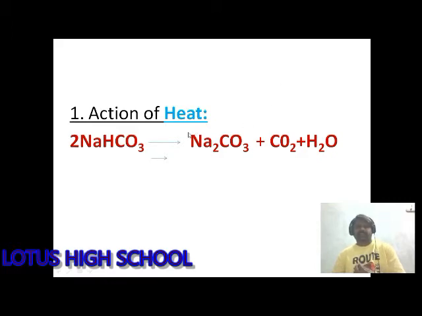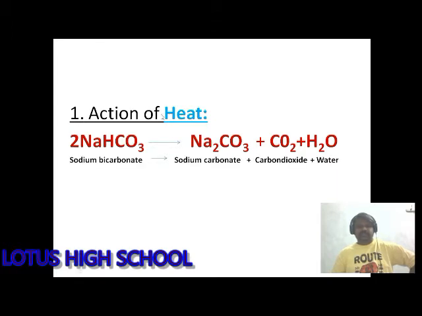And finally, if you observe the test tube, Na2CO3 and water are present. If you touch that Na2CO3, it has a little bit of wet nature. So see, NaHCO3 is sodium bicarbonate, or sodium hydrogen carbonate, or baking soda. On heating, it gives rise to sodium carbonate, Na2CO3, carbon dioxide and water. This is the first chemical equation.